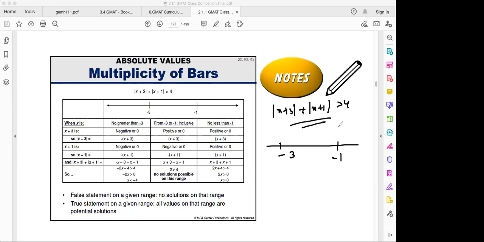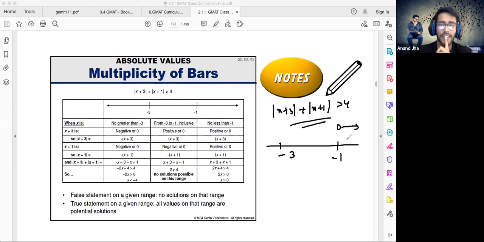Let's start with this. Let's take any number greater than minus 1, this side. Any number greater than minus 1. What is that? 0, 1, 2. So both are positive. So I can write like this.